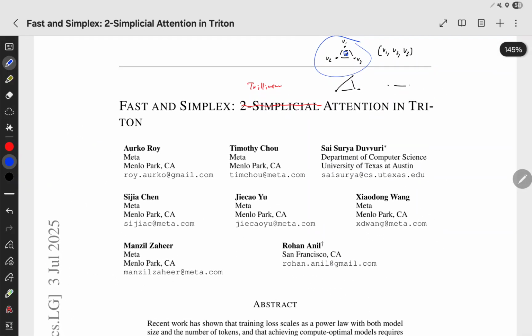Anyways, I do think this is an interesting paper. Just want to mention it's not using simplices. It's using a higher order term, not simplices. So anyways, not going to talk about this anymore. Let's talk about the actual paper.